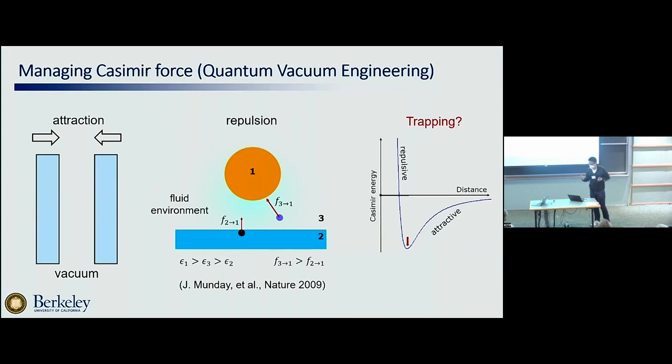And the question we want to ask is, okay, we have this attractive force and we have a repulsive force. Is there any possibility to achieve trapping through the Casimir force, so that you can have levitation or other floating phenomena with quantum vacuum, so that you can potentially prevent friction or other energy losses in nanostructures or MEMS.